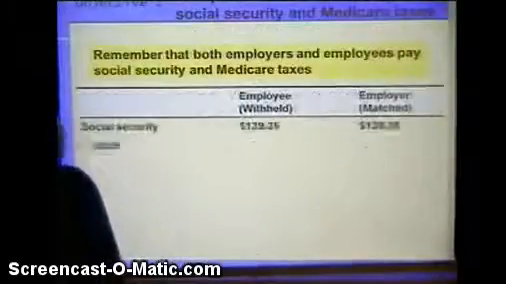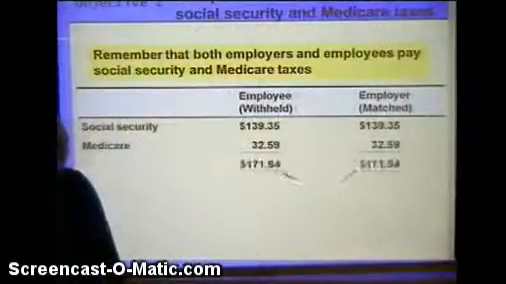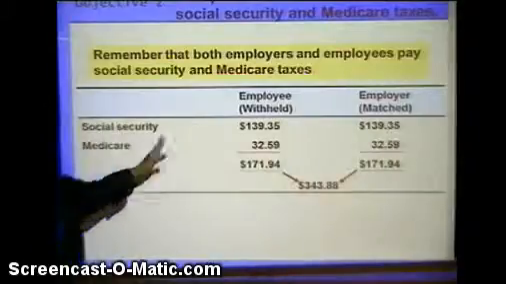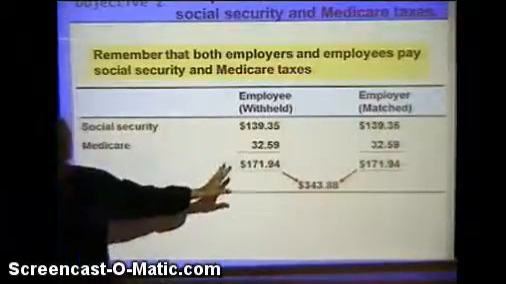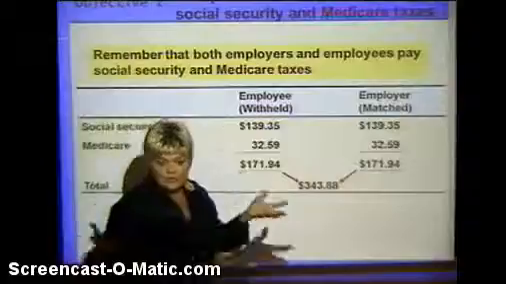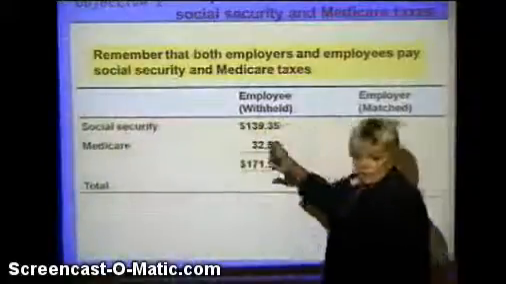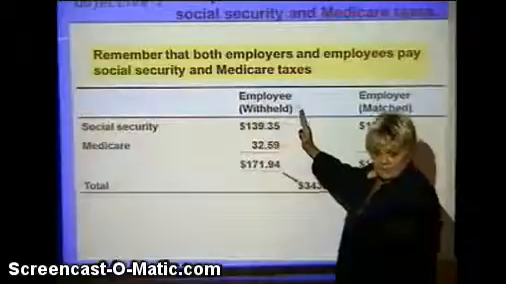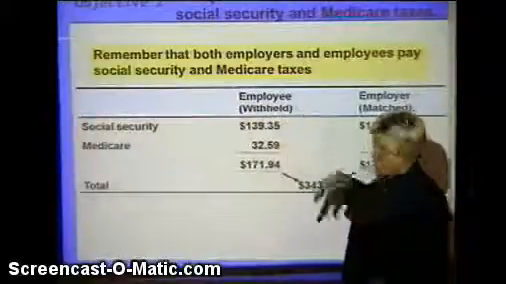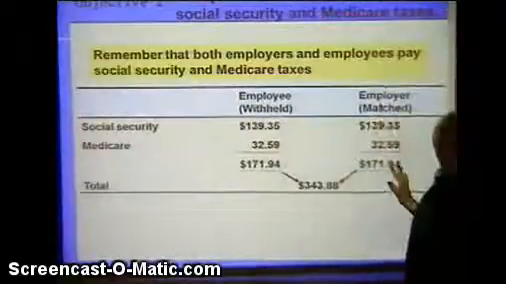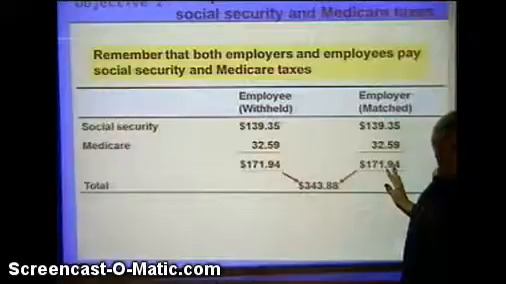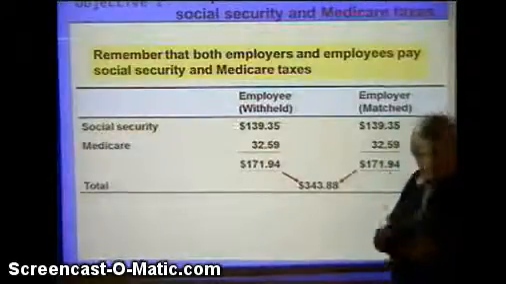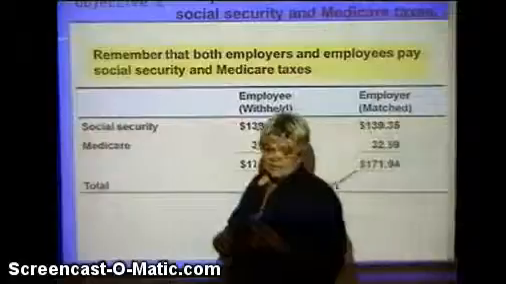Okay, so remember, both the employers and the employees pay both parts, right? When you set up your taxes, we're going to set up the employee's part when we set up our payroll. It shows up as a line item. Well, we have to do a special entry to show the employer's part. So the other entry that has to be made is the entry that shows the employer's part of matching those taxes.